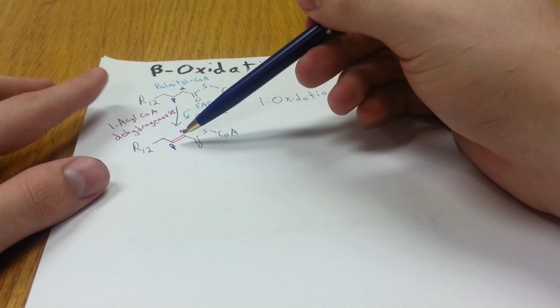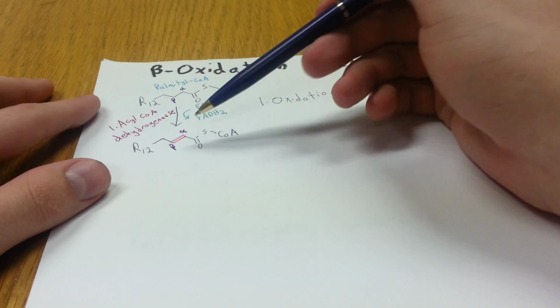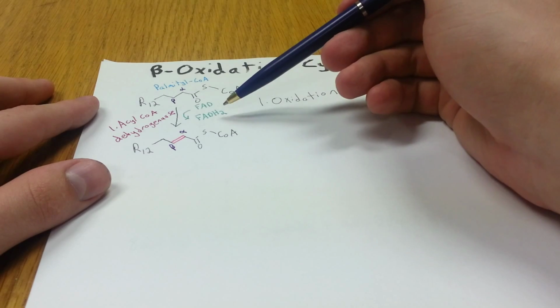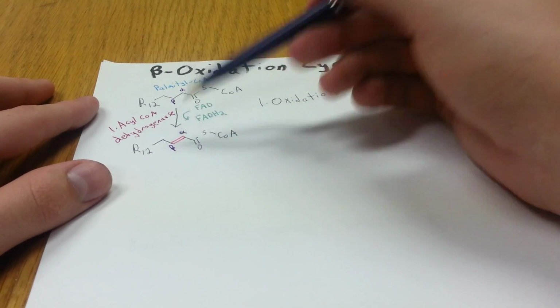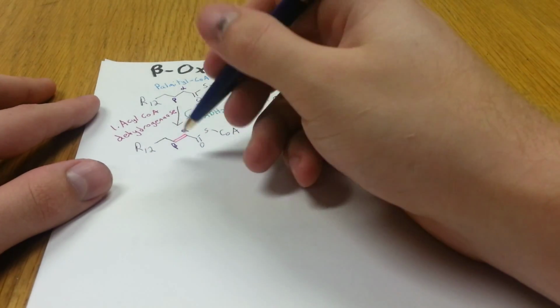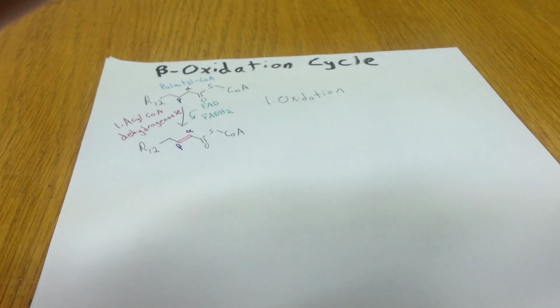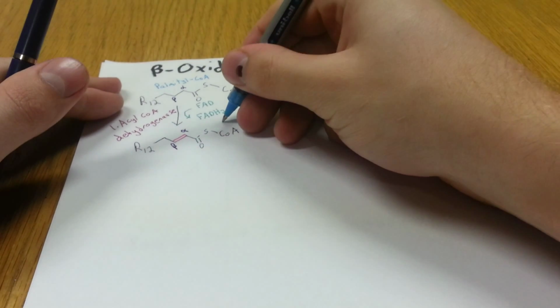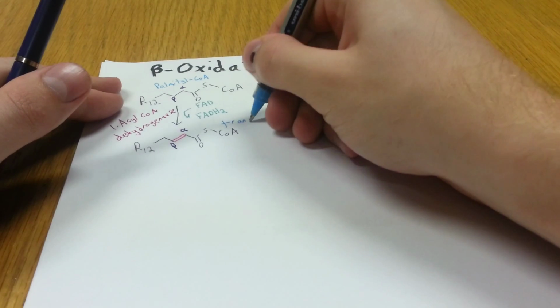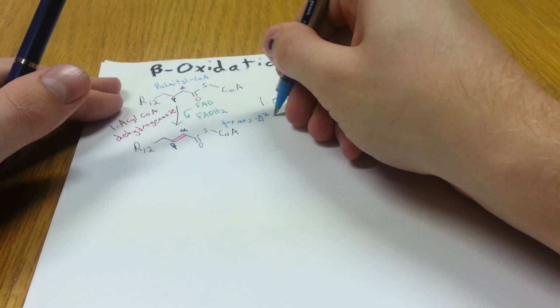And in this oxidation step, you're just losing two hydrogens, and they're going onto FAD to make FADH2, and it forms a double bond there. Now, this compound that's created is called trans delta 2 enoyl-CoA.